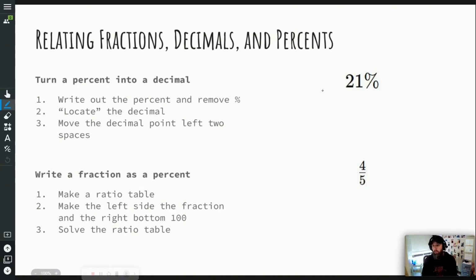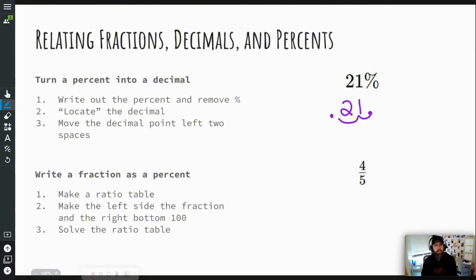So, first things first, how do I turn 21% into a decimal? Well, you're going to write out the percent and remove the percent symbol. So 21, just like that. Locate the decimal. Well, there is no decimal, but if there was, it would be right here at the end of the entire number. Now I'm going to move the decimal point to the left 2 spaces. So 1, 2, and put the decimal there.